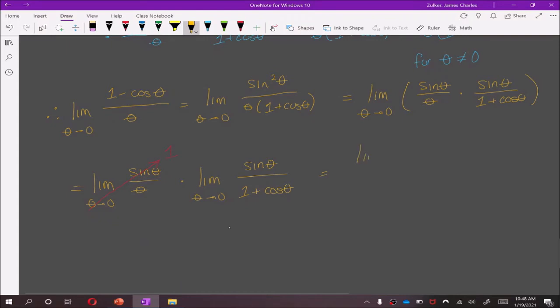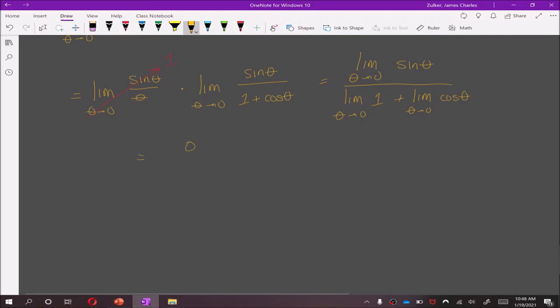Again, using appropriate limit laws, we can write it this way. Now this limit up here is 0. Then that limit is 1. And this limit we just showed was 1. So we get 0 over 2, which is 0. So the limit as theta approaches 0 of 1 minus cosine theta all over theta is equal to 0.